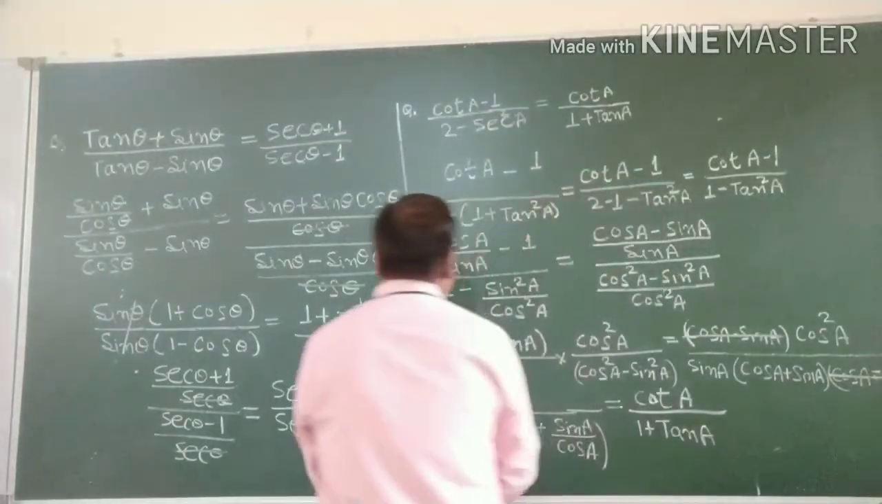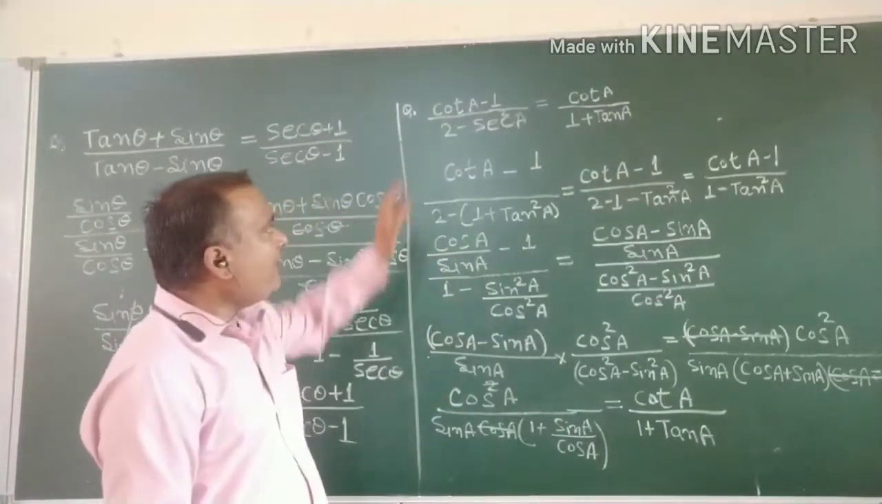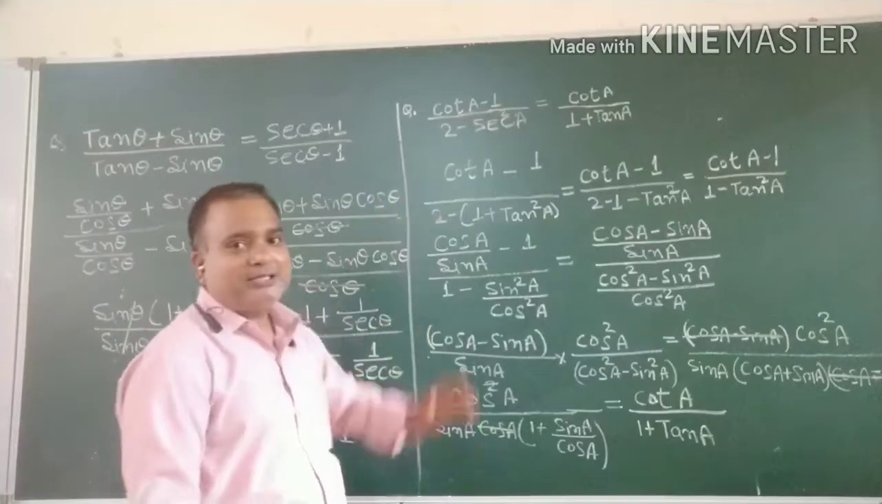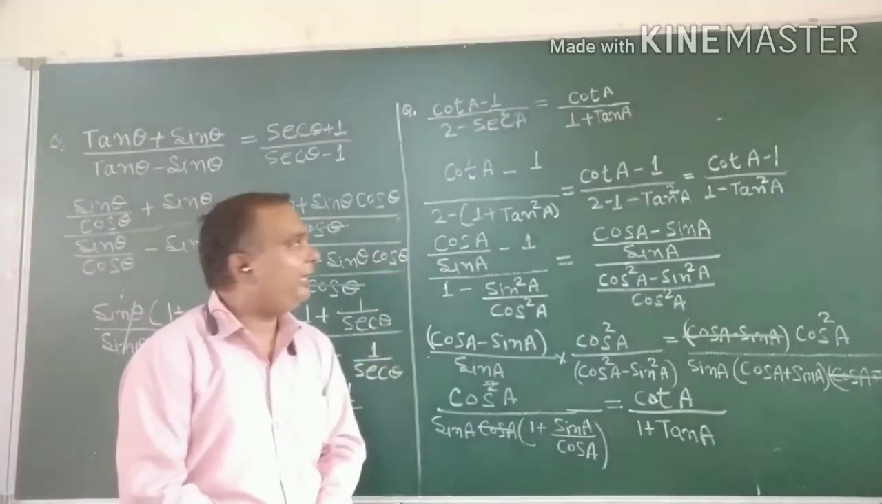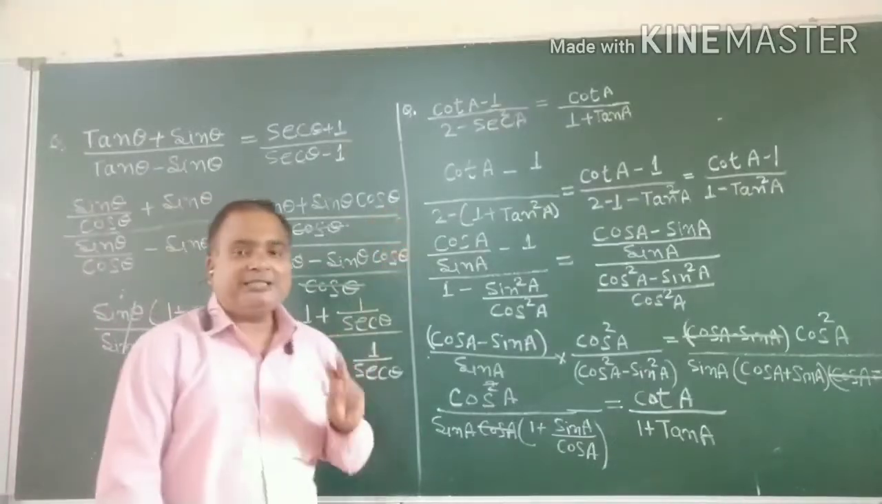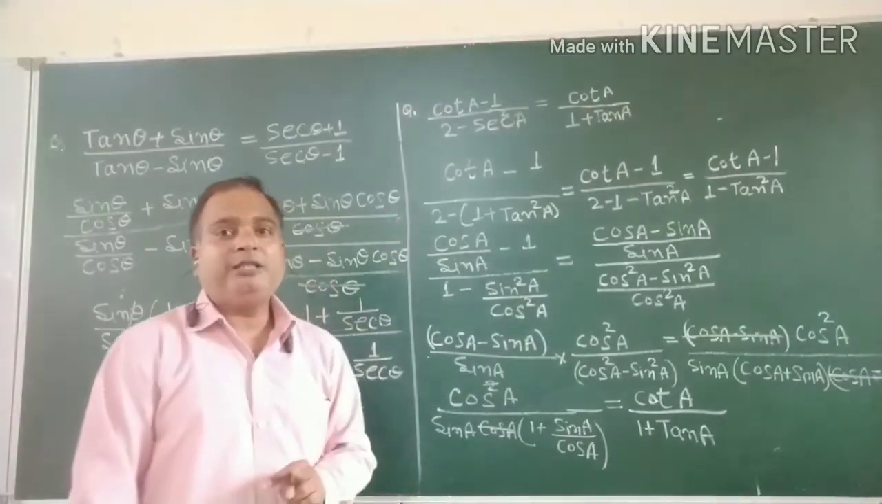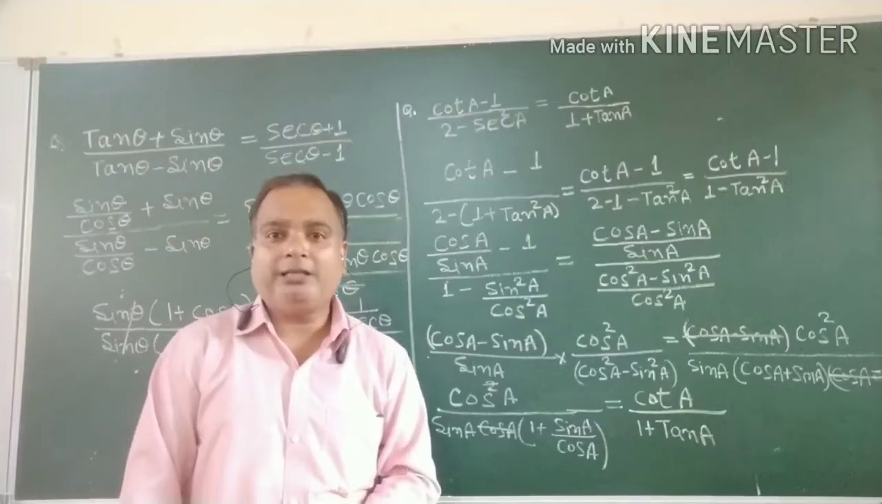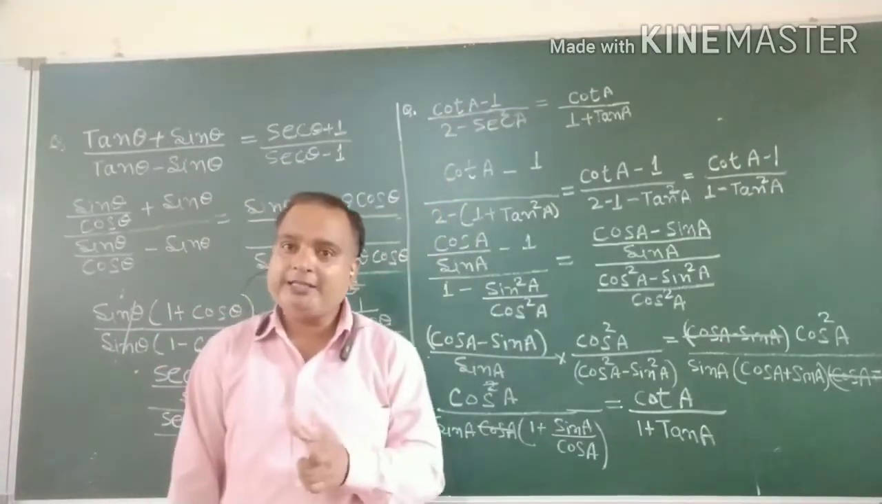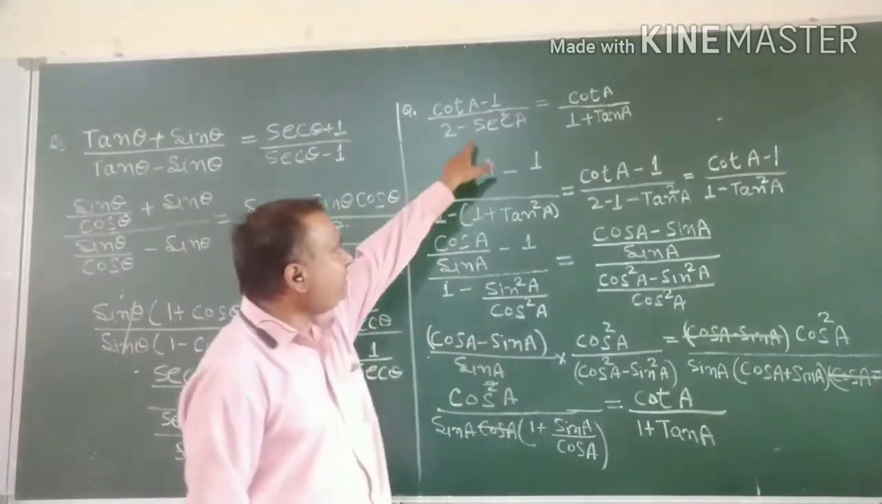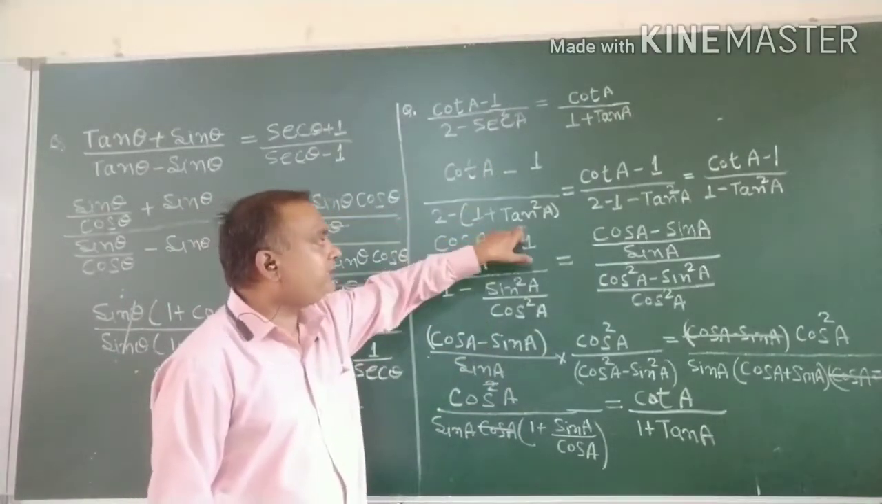Now next question, prove that cot a minus 1 upon 2 minus sec square a equal to cot a upon 1 plus tan a. So we know the second identity, that is sec square theta equal to 1 plus tan square theta. So we can write in place of sec square a, that is 1 plus tan square a. So first replace sec square a by 1 plus tan square a.